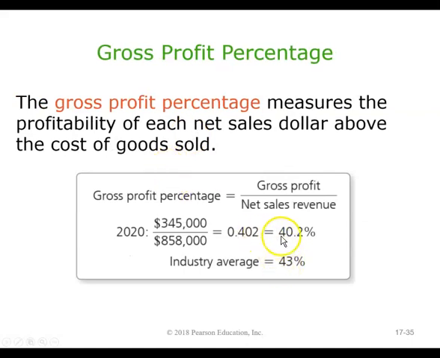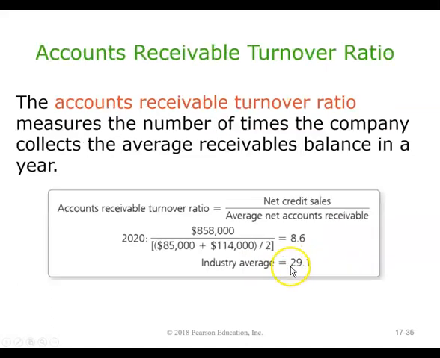All right, so in this case, ours is 40.2 and the industry average is 43%, so not much difference.